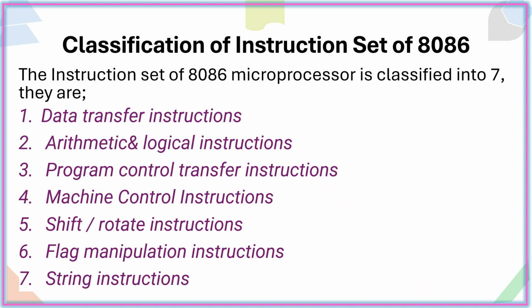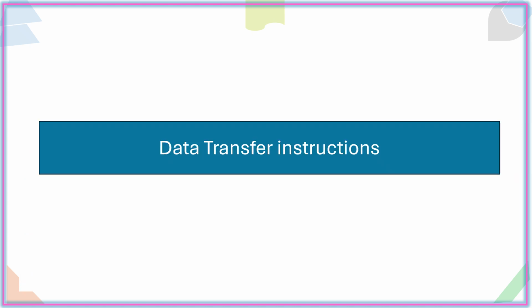They are data transfer instructions, arithmetic and logic instructions, program control transfer instructions, machine control instructions, shift or rotate instructions, flag manipulation instructions, and string instructions. We'll see them one by one. So let us move into the data transfer instructions.